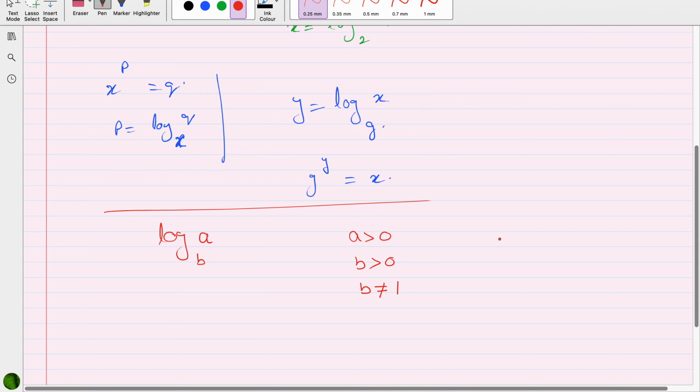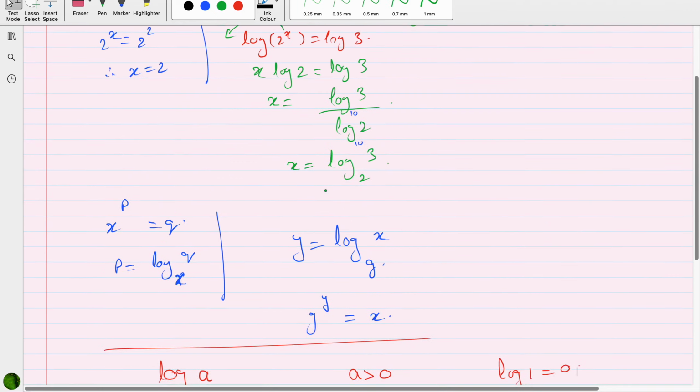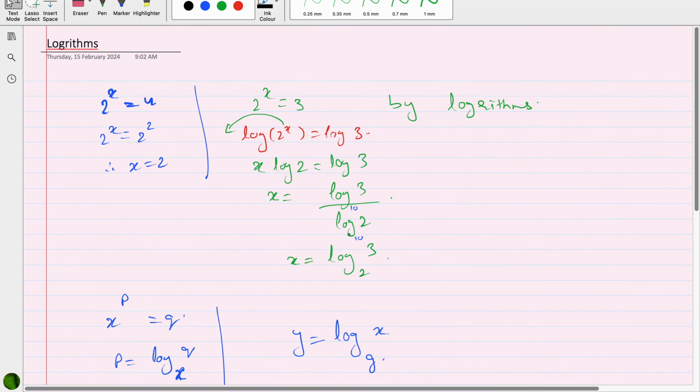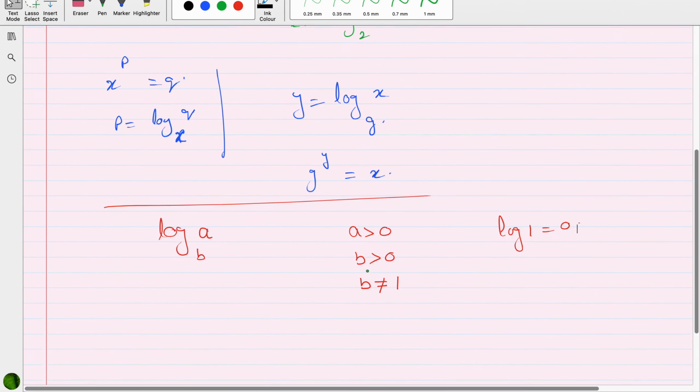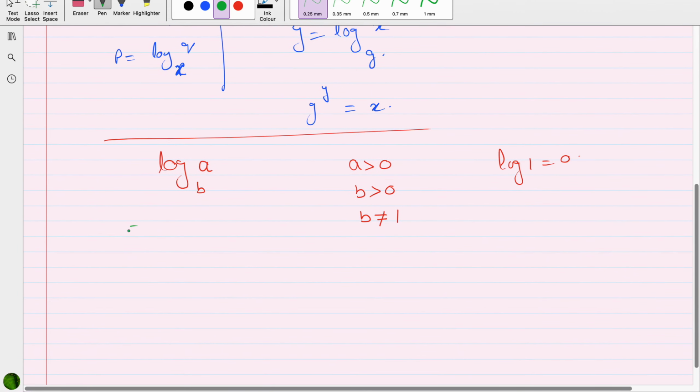Why so? Because log of 1 is actually equal to 0, and we just practiced that log 3 by log 2, which came into the base. We can also write this as log of a and log of b split. So if we take log of 1 in denominator, that would be 0, and it cannot be the case, which would be undefined.